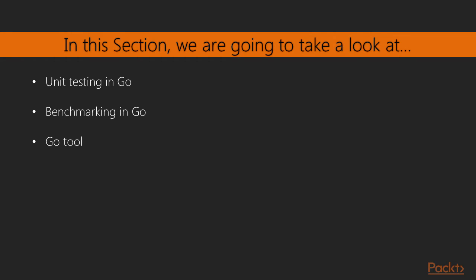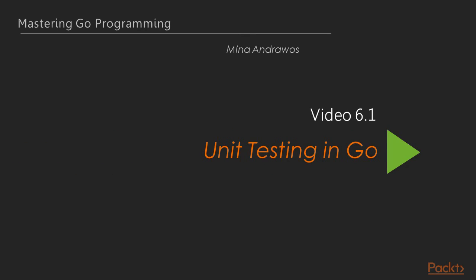In this section, we'll start by explaining the steps we need to follow in order to write unit tests in Go. Then we will test some code performance by doing benchmarking. And then we'll conclude by taking a deeper look into cross-platform compilation. So let's get started. We'll start by discussing unit testing in the Go programming language.